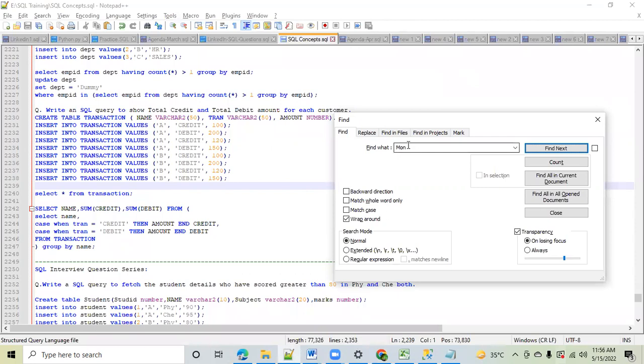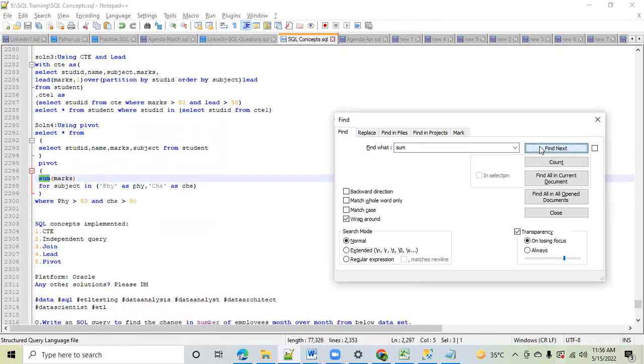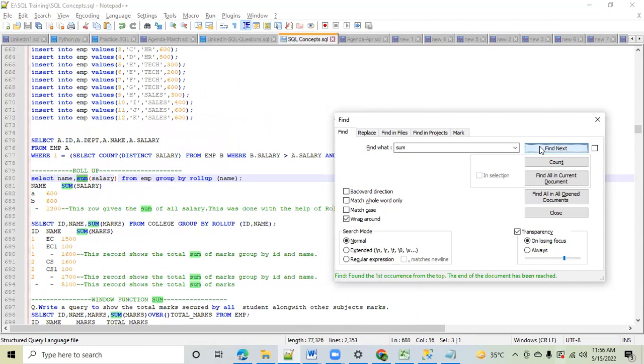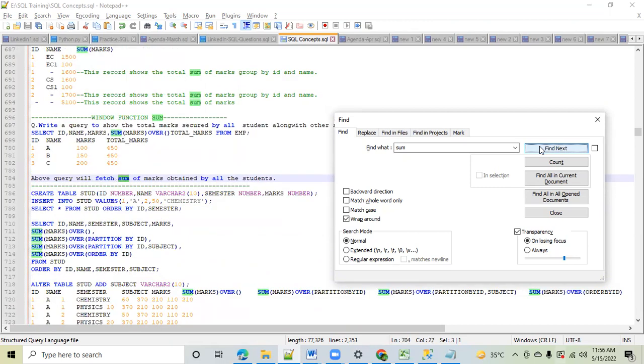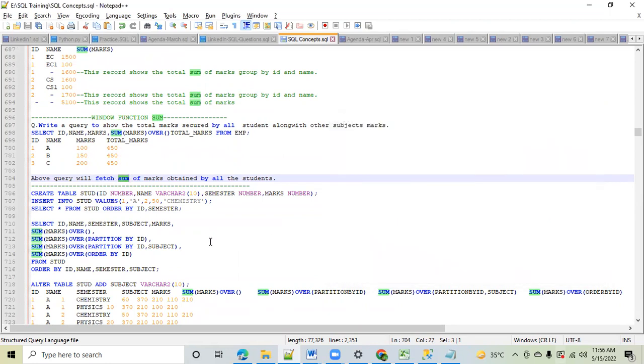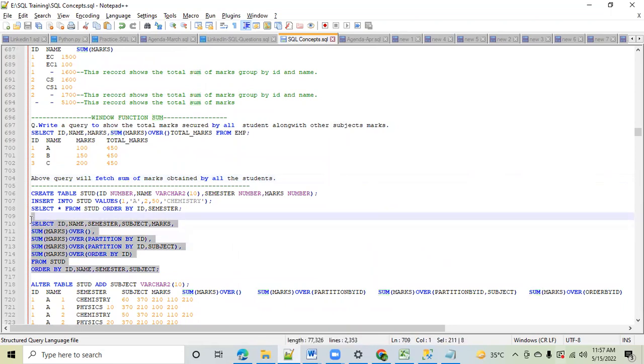Fine. Then moving to the next one. I will see if I have an example of cumulative sum. Otherwise, I will show the pivot function. Where it is actually used, because we are losing the last value, right? There is in the last one. Sorry, one minute. This ID, name, semester, subject, marks, then one minute.